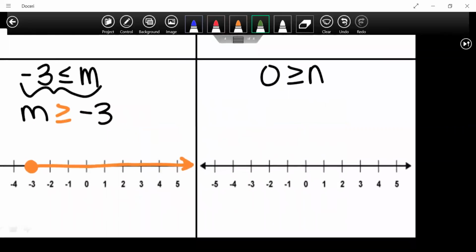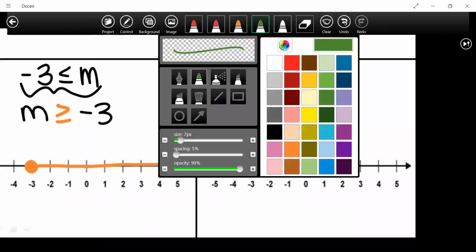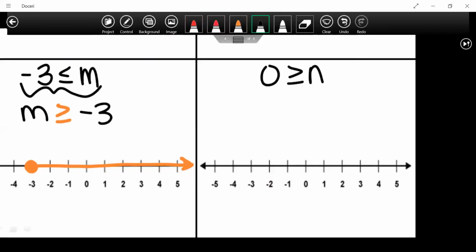Last one down here. Cool, guys? Cool. Last one that we're going to see here. Let's do red. For what we're going to do here, how do I switch this? And in 0, right? Inequality will now be pointing left or right? Left. Open or close circle at 0? Closed.